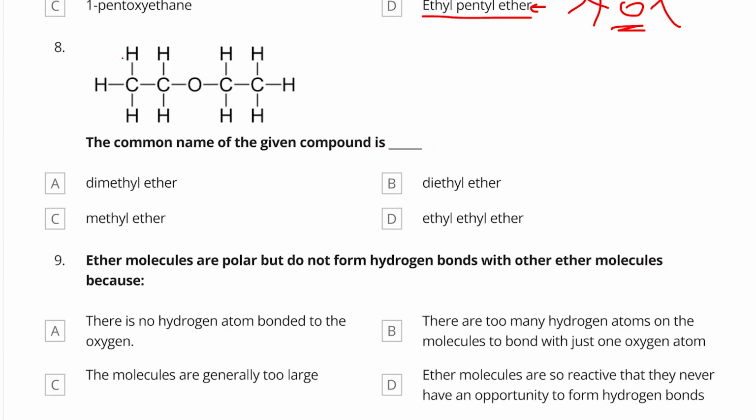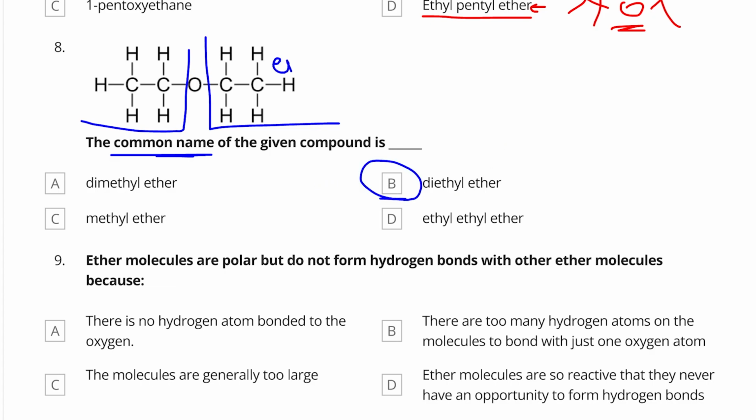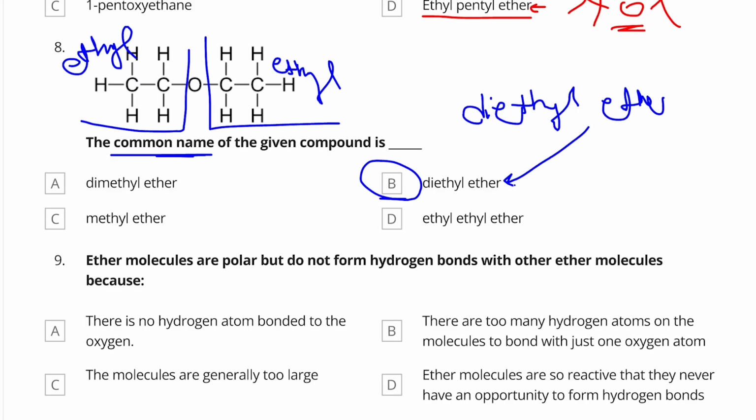Yeah, let's continue on to 8. As you see, we have an ether again, and this time we can put the common name, which is asked of us, and 2-ethyl, which means we have to name them as diethyl ether. This is the answer. Very basic question. So this is an ethyl alkyl. This is an ethyl alkyl. This means there are 2 identical groups. Instead of writing ethyl ether, we write diethyl ether, which makes the answer B, my dear friends.